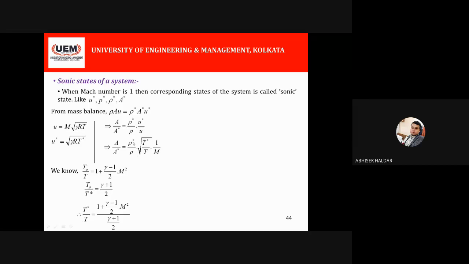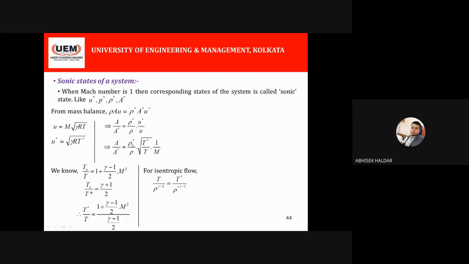Rho star by rho also I will convert. So everything here, in the T star by T, whatever expression I have got, only the Mach number is there. Gamma is basically fixed, a fixed value. So only the Mach number is involved over here.